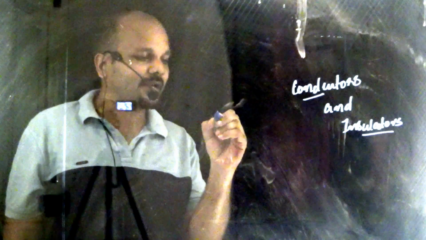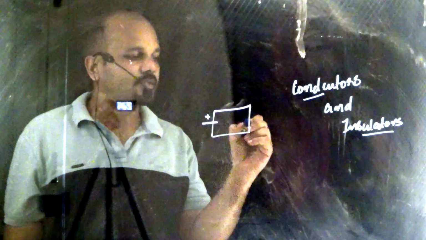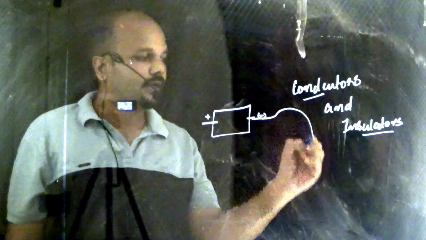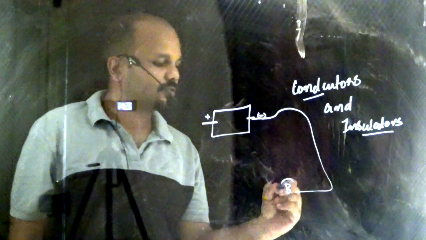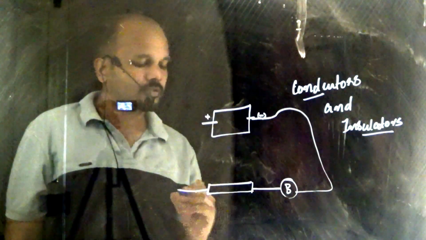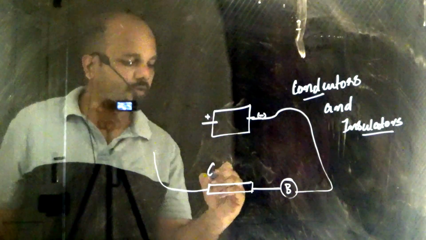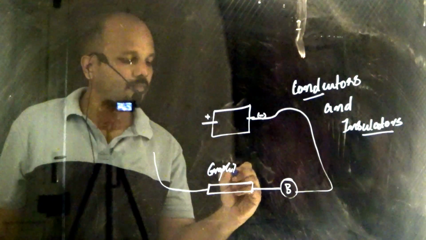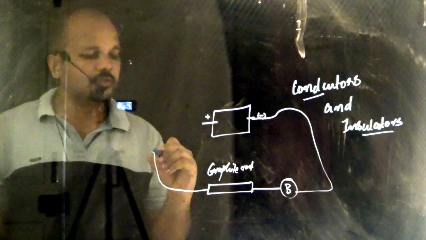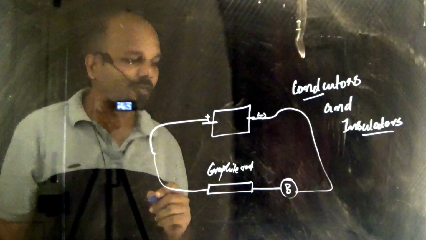For instance, we will go from a small picture in which you see the battery. So this is a battery. Let this be the positive terminal, and this the negative terminal. Let this be the bulb, and this is connected to, let it be, a graphite rod. So this is going to connect here. Okay, now let's see what is going to happen.